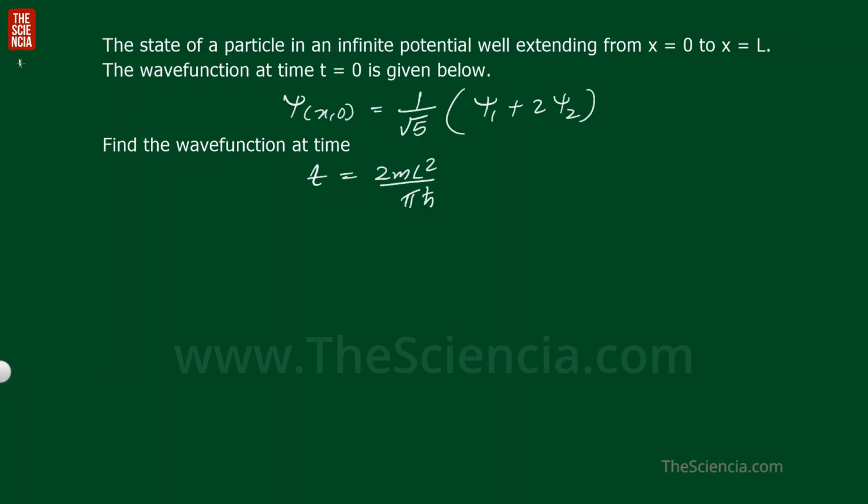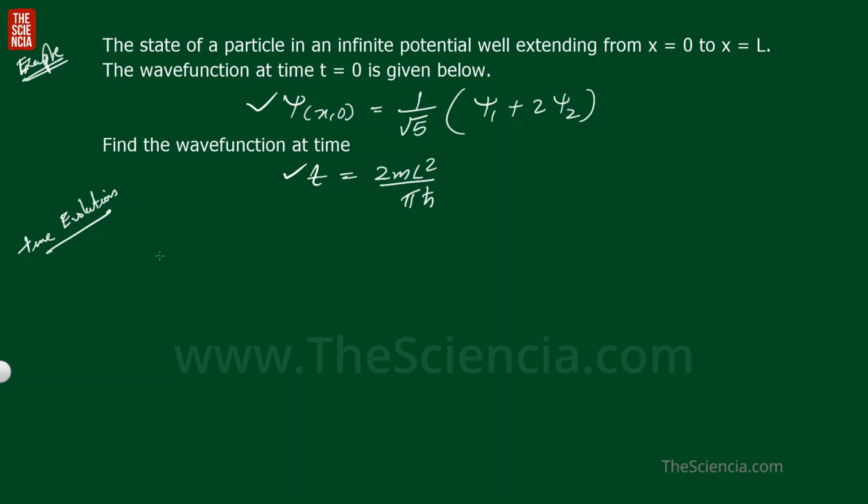This one is an example problem, and this question is related to time evolution. We already discussed time evolution, and I think you remember the equation for time evolution. Here the given wave function is psi of x, 0 at time equal to 0, and we have to find the corresponding wave function at time t equal to 2mL square by pi h cross.